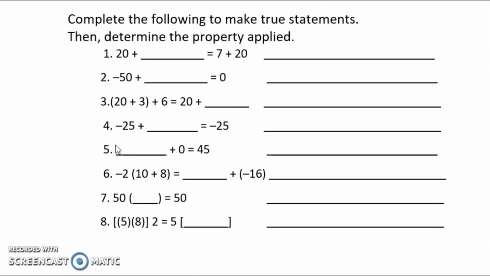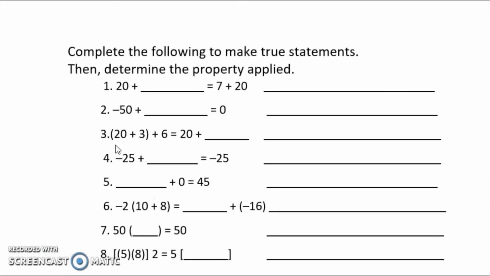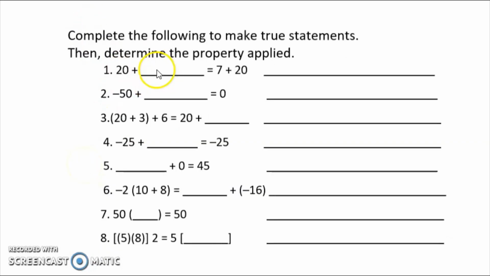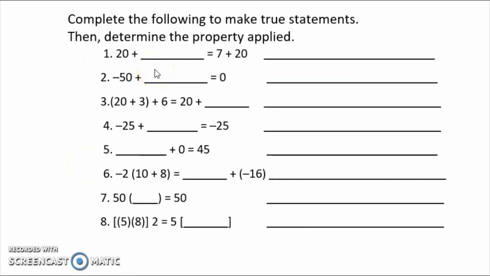Now, let's try this one. I-practice natin ha. Mag-practice lang tayo saglit. Complete the following to make true statements. Then determine the property applied. So, 20 plus blank equals 7 plus 20. Anong i-add ko dito para pareho sila ng sagot? So, we have there 7. Tama? Kasi 20 plus 7, 20 plus 7, so pareho yung magiging sagot nila kasi 27 to. So, dito 27 din. Anong property yan?